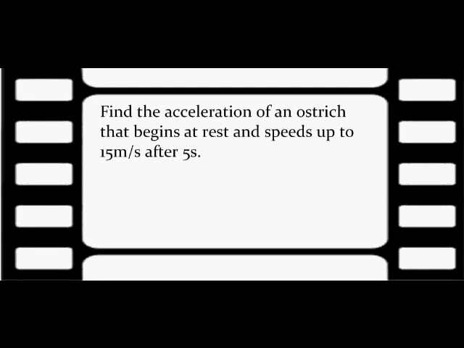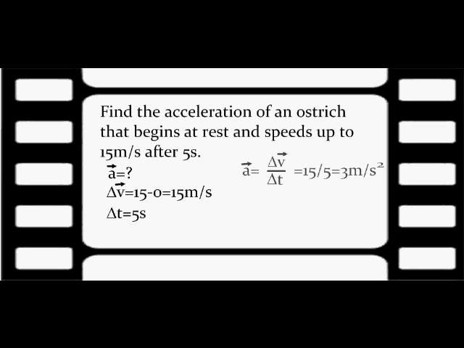Let's find the acceleration of an ostrich that begins at rest and speeds up to 15 meters per second after 5 seconds. First off, we want to recognize that we're solving for acceleration. We also want to write down our known variables. That would be that delta v is equal to 15 minus 0, since we began at rest, giving us a change of 15 meters per second for velocity. And delta t is going to be 5 seconds. The acceleration would then be delta v over delta t, 15 divided by 5, is 3 meters per second squared. That wasn't so bad.